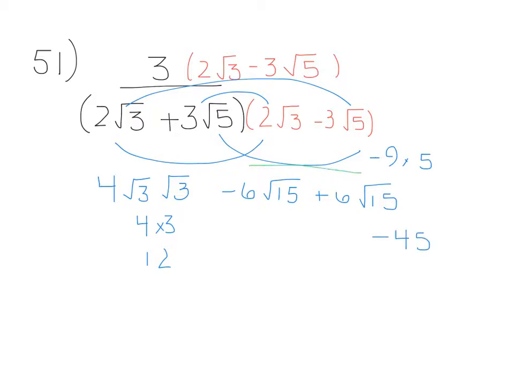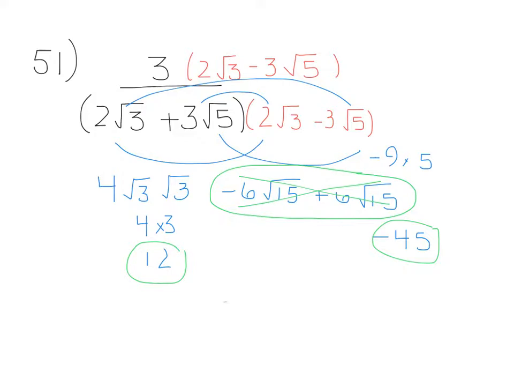Now notice when you did the outside times the outside and the inside times the inside, you got opposites, so they cancel one another out. That was our goal. So in the denominator we have a 12 and we have a minus 45, which gives us a negative 33.